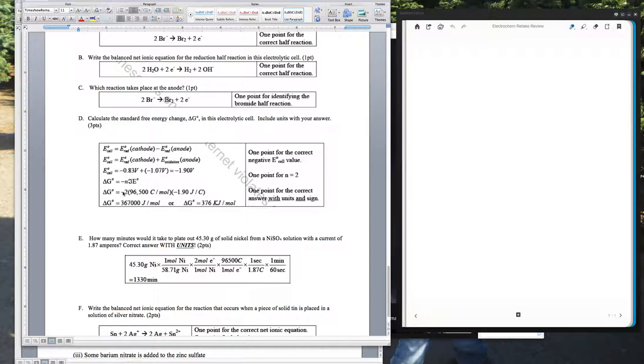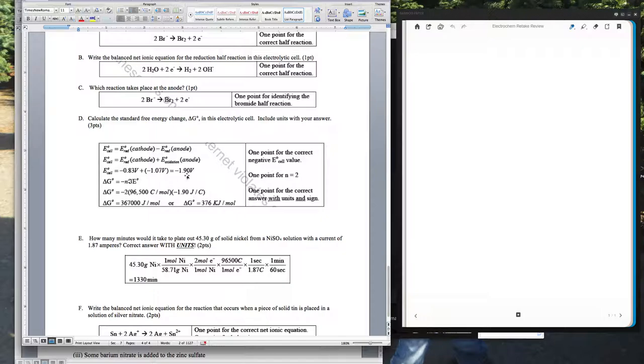Yeah, you crossed out one of my numbers, and I think it was the moles. Right, the moles of electrons. Okay, because you were getting 1 point for the number of moles being correct, and it should correspond to what you did in the previous questions. But so you did the E of the cell, which was the reduction at the cathode minus the reduction at the anode. So it would have been the negative 0.83 minus negative 1.07.